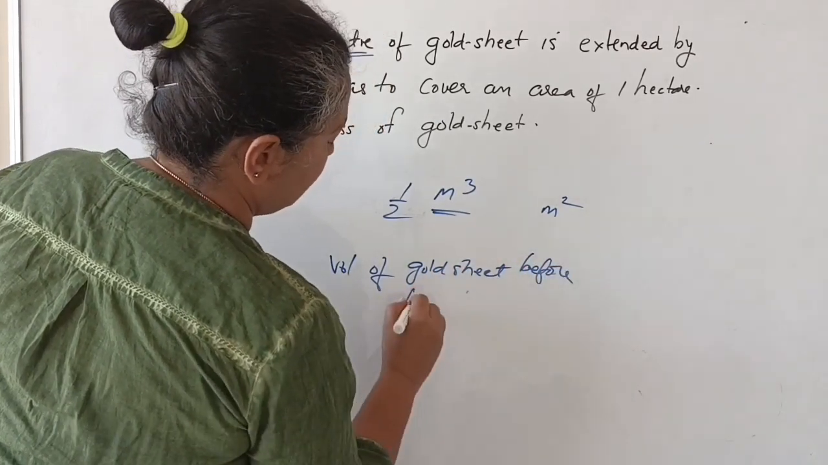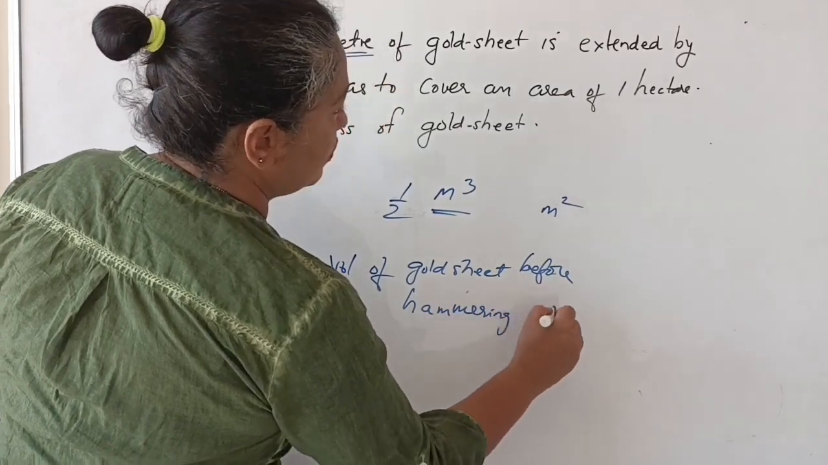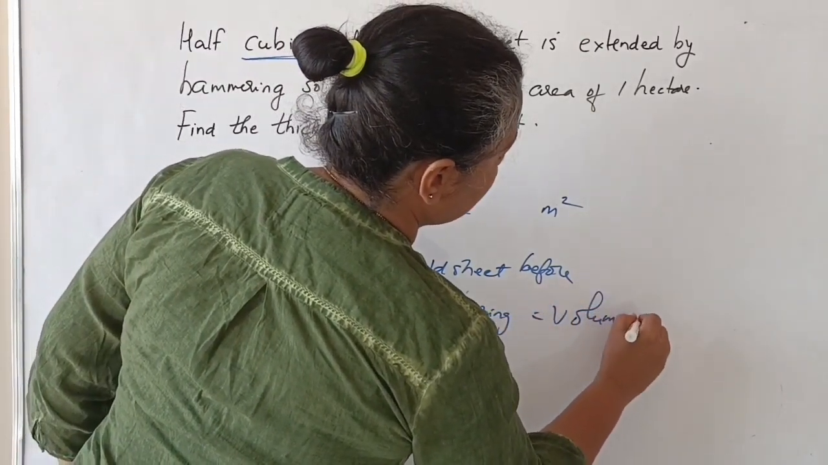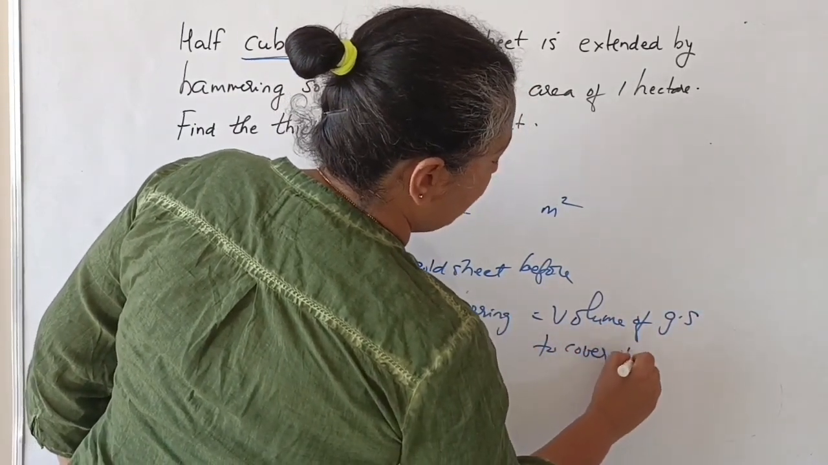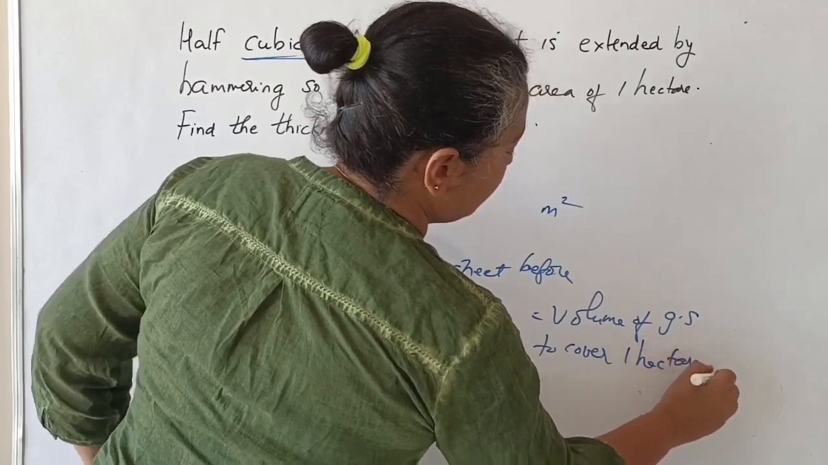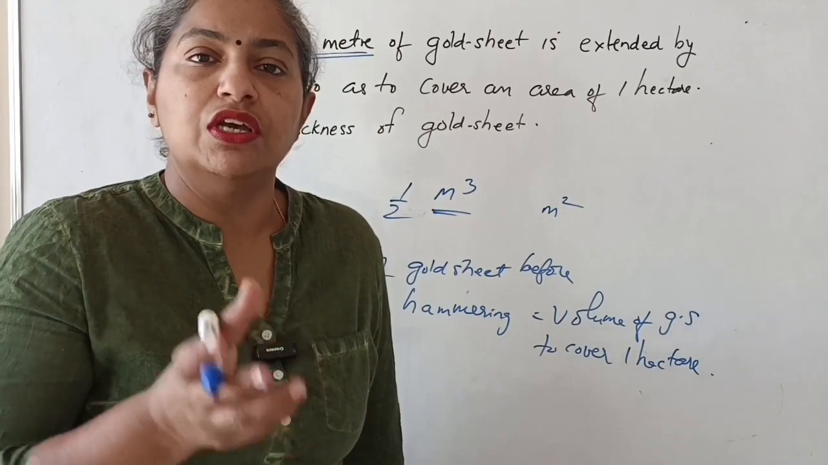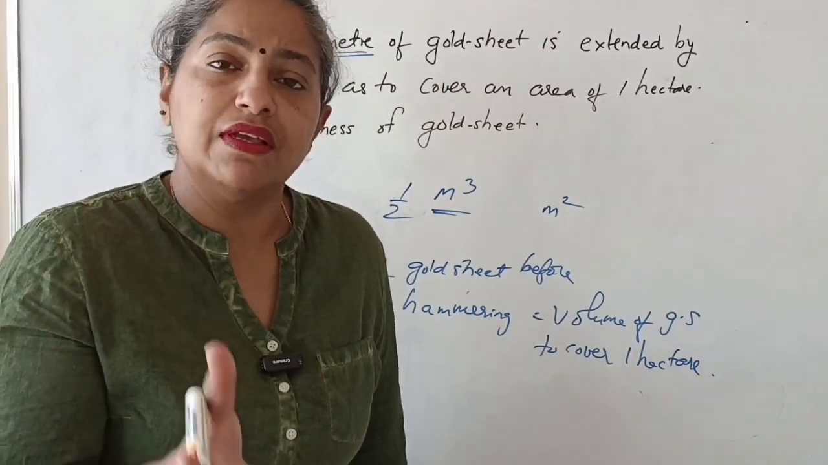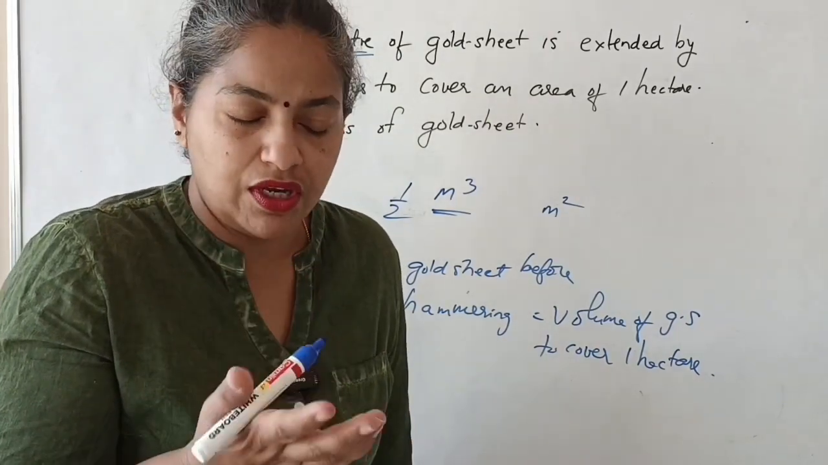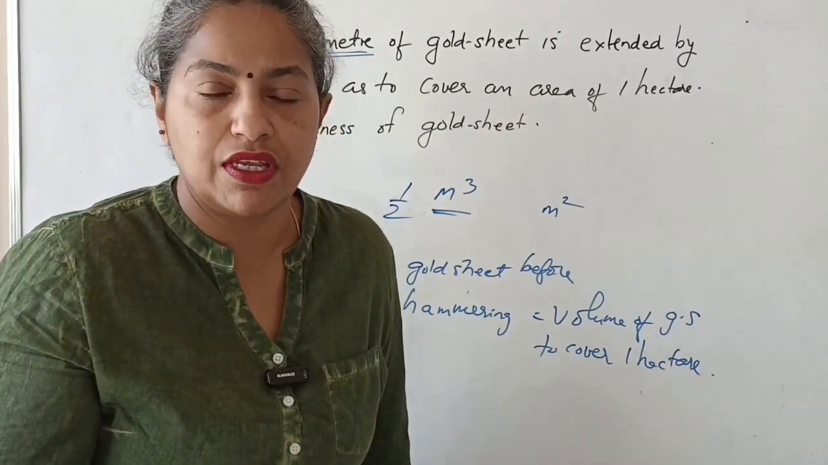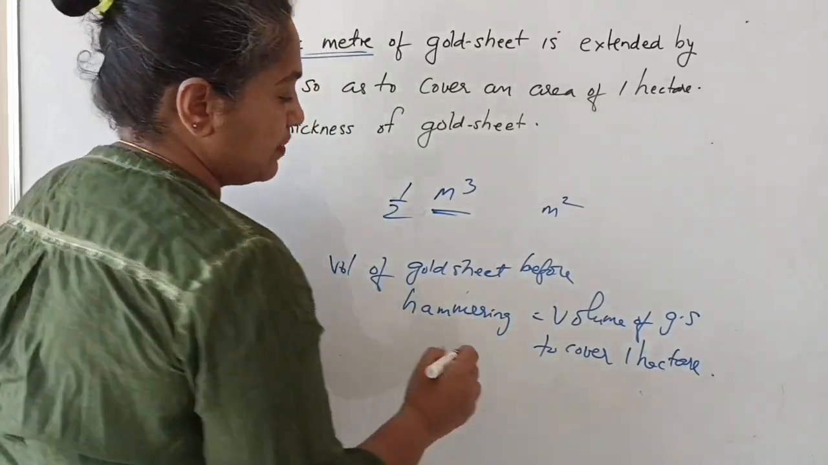before hammering is equal to volume of gold sheet to cover 1 hectare. Okay, I told you whichever shape the metal is in, the volume will not change. So here our main problem is changing the unit from hectare to meter cube. So meter square. Hectare is a unit of area. So what is 1 hectare equal to? 1 hectare is 10,000 meters square.